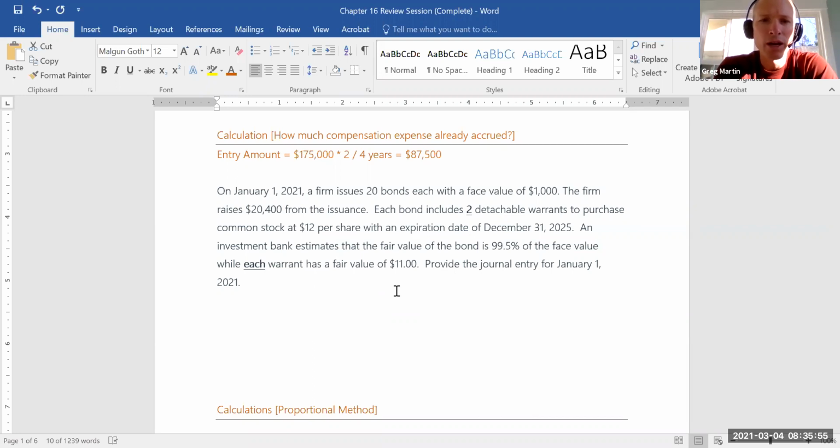An investment bank estimates that the fair value of the bond is 99.5% of the face value, and each warrant has a fair value of $11. So we need to provide the journal entry for this issuance on January 1st, 2021.